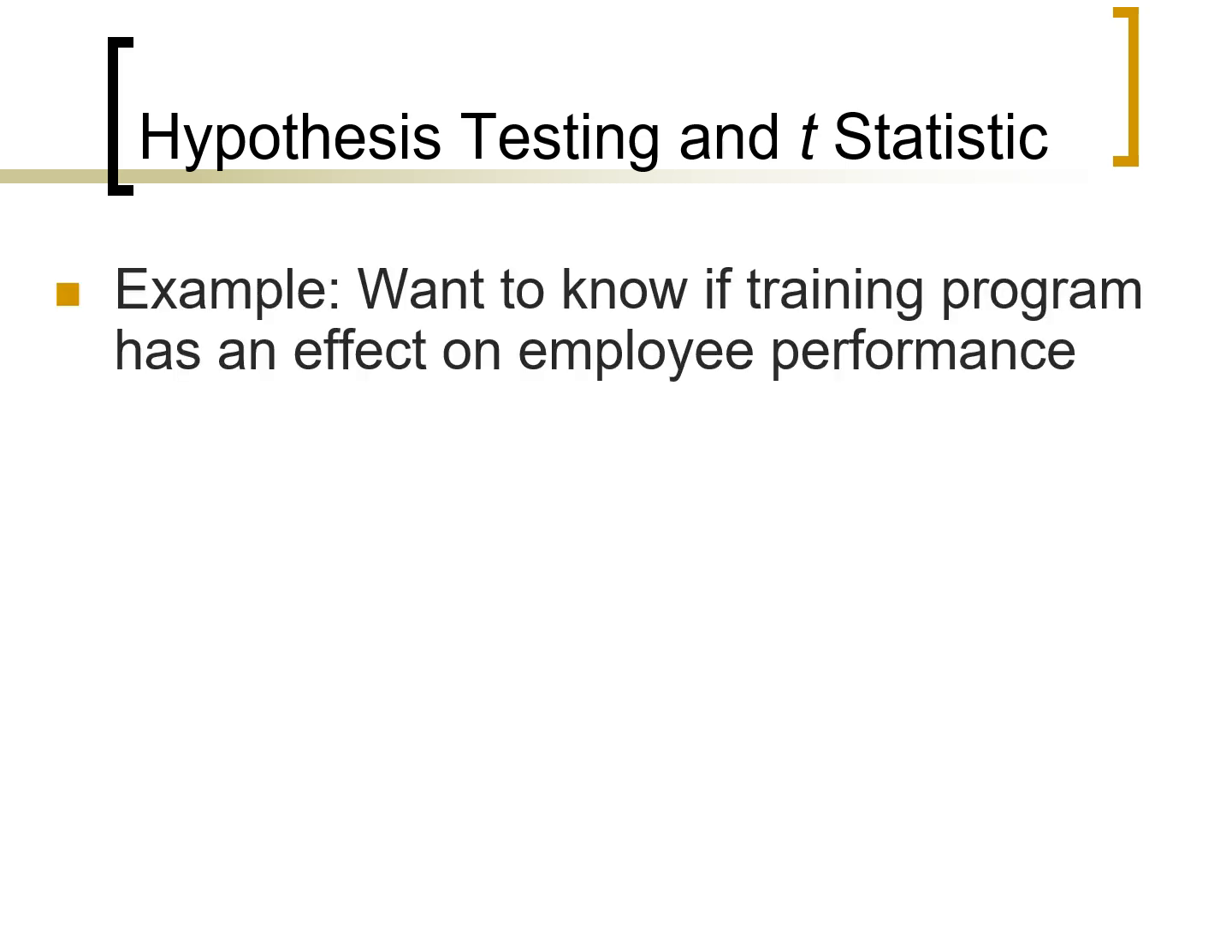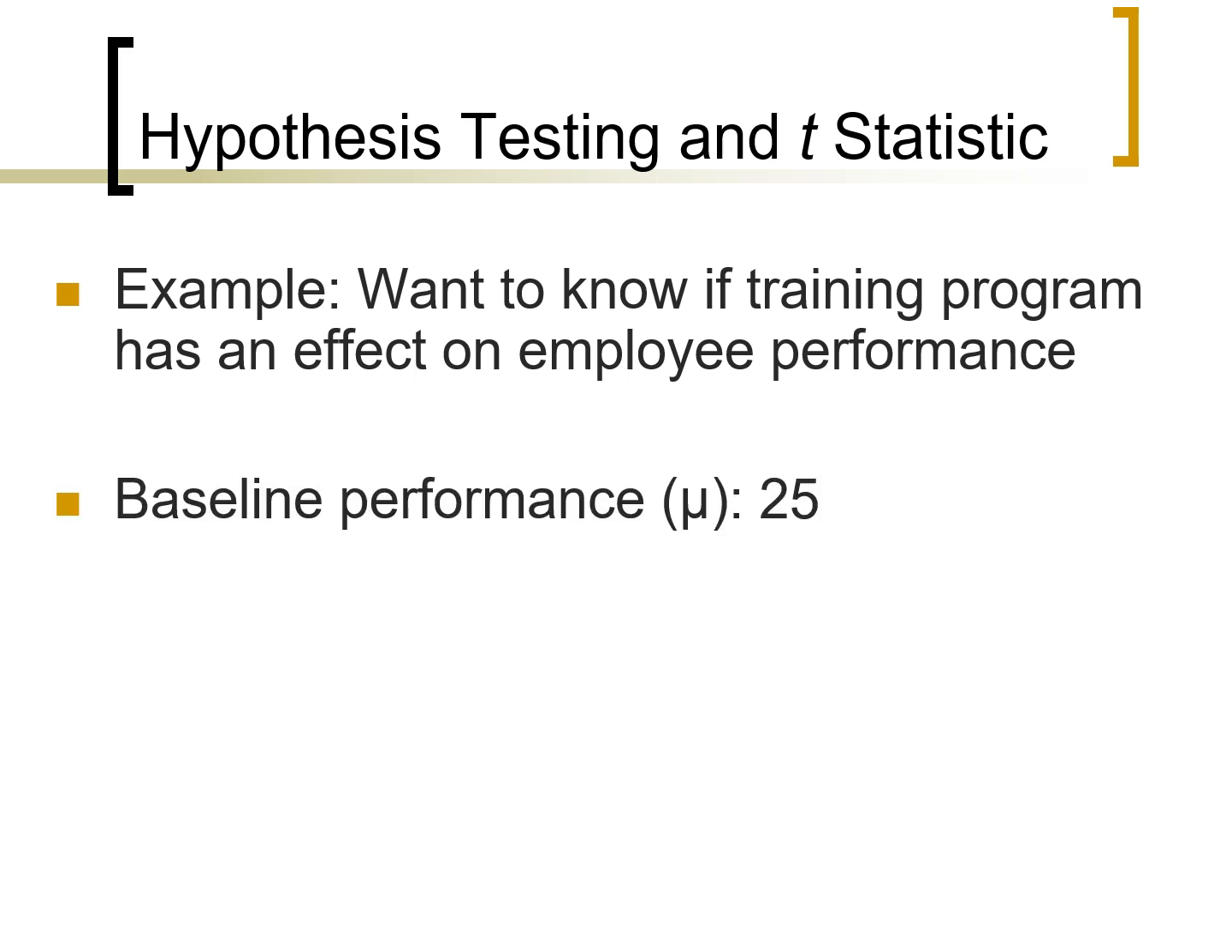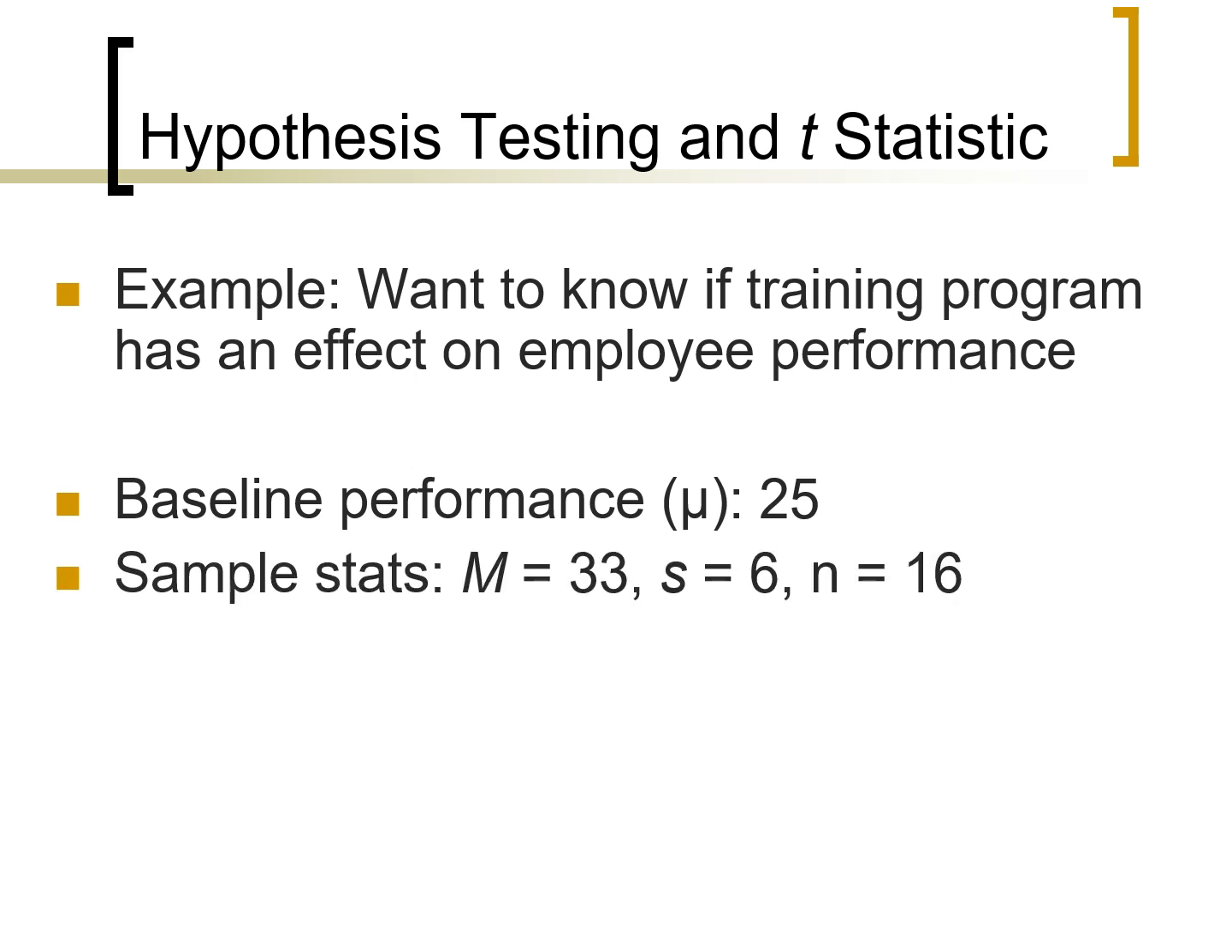So let's look at an example here. We want to know if a training program has an effect on employee performance. And notice we're saying has an effect on, so we are looking at a two-tailed test rather than a one-tailed. We're not saying the training program makes performance better. And it's important to consider: we like to think our training is going to improve performance, but if we're not absolutely sure, we have to allow for the chance that it might actually make performance worse.